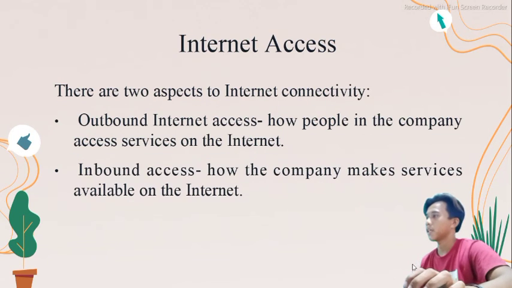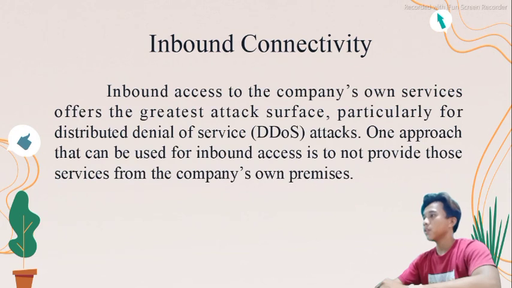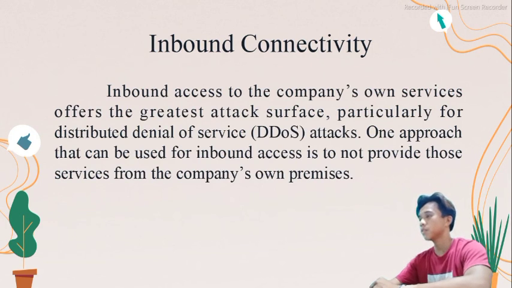Internet access. There are two aspects to internet connectivity. Outbound internet access: how people in the company access services on the internet. Inbound access: how the company makes services available on the internet. Outbound connectivity. The internet is a source of ever-changing threats and attacks. Inbound connectivity. Inbound access to the company's own services offers the greatest attack surface, particularly for distributed denial of service attacks.